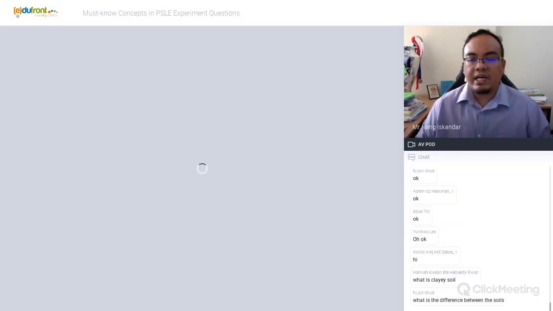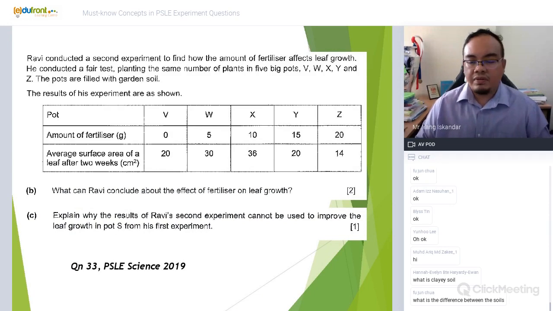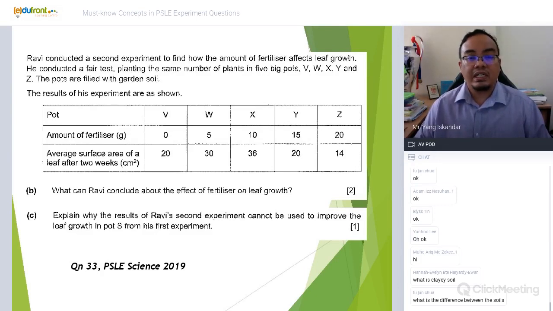I just want to show you the different kinds of questions that may appear in the PSLE. Now, this is the continuation from the earlier question. Just now was part A, which was quite easy. This is the second part, where they give you a table, and the table shows you the data which has been collected.